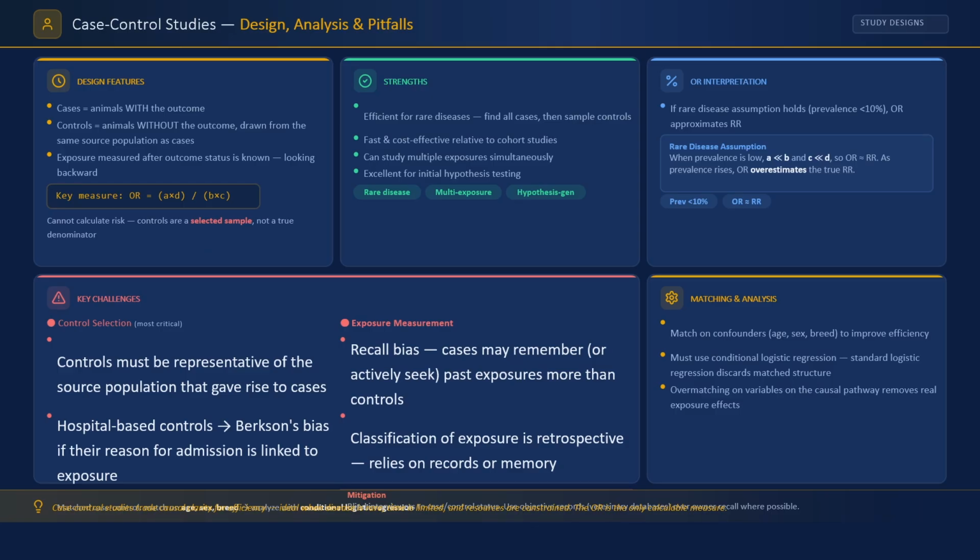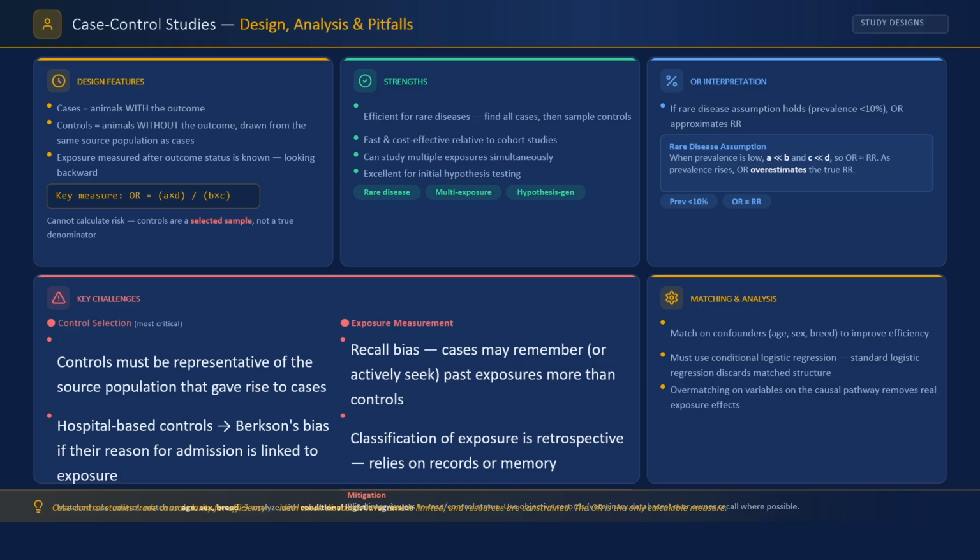Case control studies: efficient, widely used, and full of traps. The design: cases are animals with the outcome. Controls are animals without it, drawn from the same source population that produced the cases. Then you look backward at exposure. The key measure is the odds ratio, A times D over B times C.